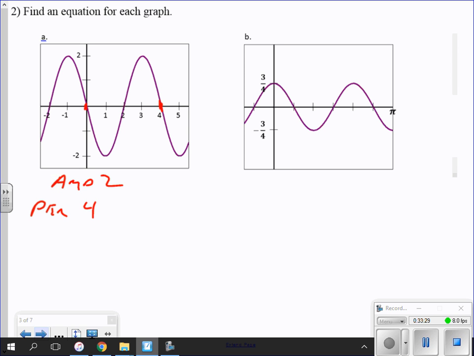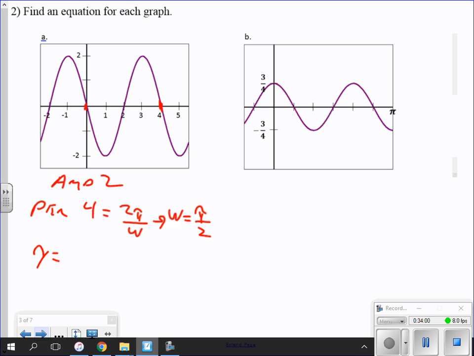But what is our period equal to? Our period is equal to 2 pi divided by W. We've got to figure out what W is. Cross multiply and solve. Swap the 2, so we end up getting W is pi over 2. So that's what we're going to have in front of our x. So I've got a good start.